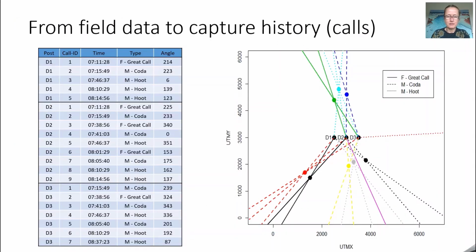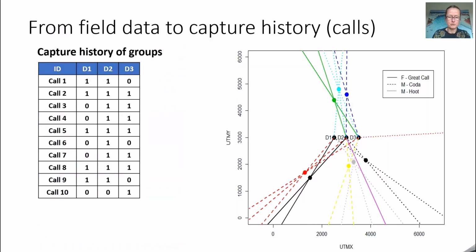Let's begin with constructing the capture history from field data. We'll start with the same field data that we used in the lecture on triangulation of groups, and we're going to use the correct angles. Remember that the colors indicate that the calls were detected at the same time, along with the type of call, gate call, coda, or hooting. In combination with the type of call, we can use this information to match calls between detectors.